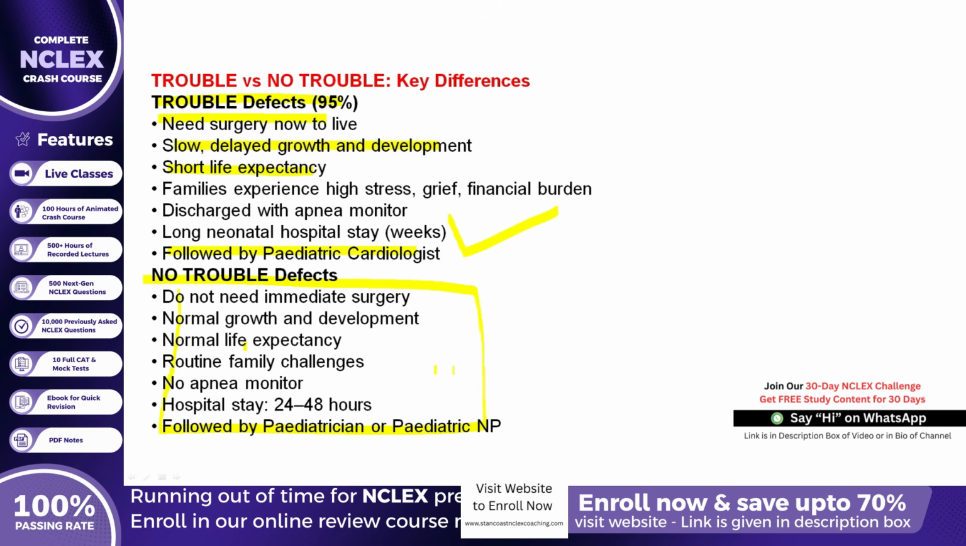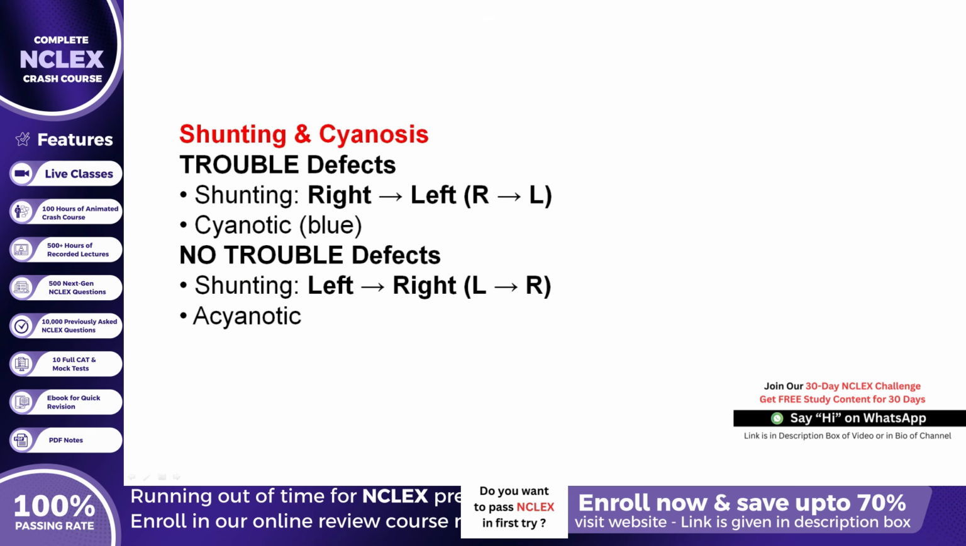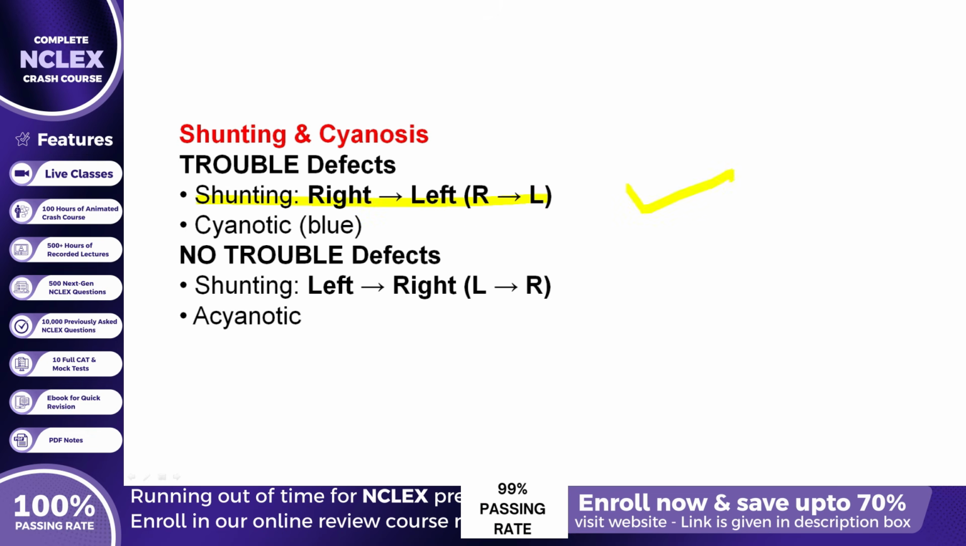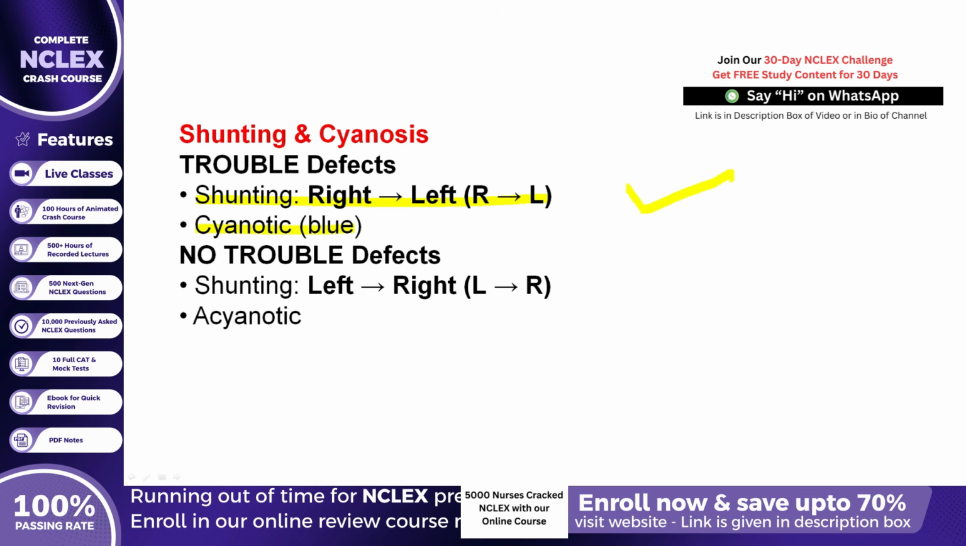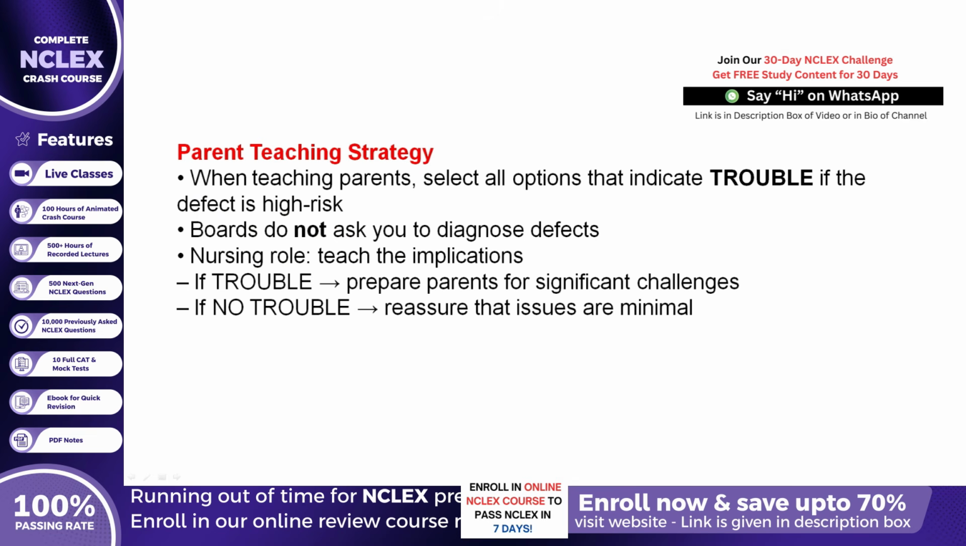As we begin discussing shunting and cyanosis, it is important to understand that trouble defects involve shunting from right to left, meaning from R to L, and these children are cyanotic or blue. In contrast, no trouble defects involve shunting from left to right, meaning from L to R, and these children remain acyanotic. Now, when it comes to the parent teaching strategy, remember that when teaching parents, we should select all options that indicate trouble if the defect is high risk.